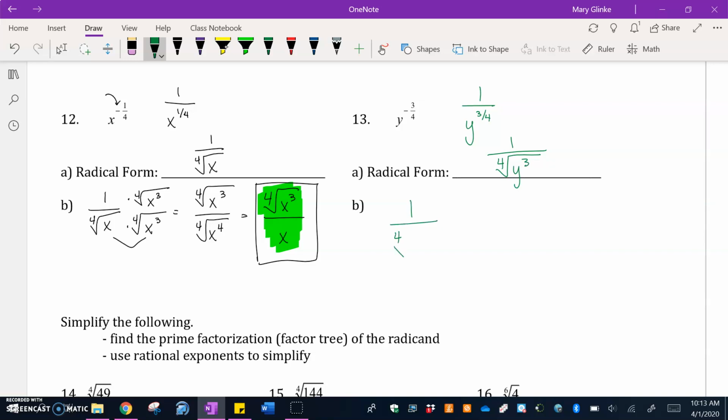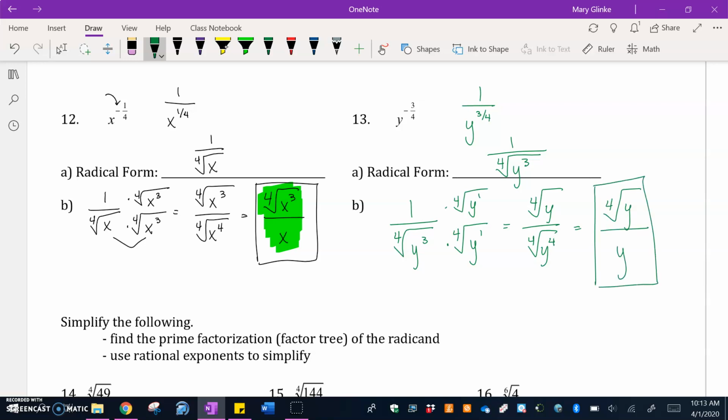And much like the last one, I cannot have a radical in the denominator, so I am going to have to multiply by something to get a group of 4 in the denominator. Right now I have 3 y's. I am only missing 1 y in order to make my denominator into a group of 4. So by multiplying by y to the 1st power, my numerator becomes the 4th root of y, and my denominator becomes just one group of y's that I took out.